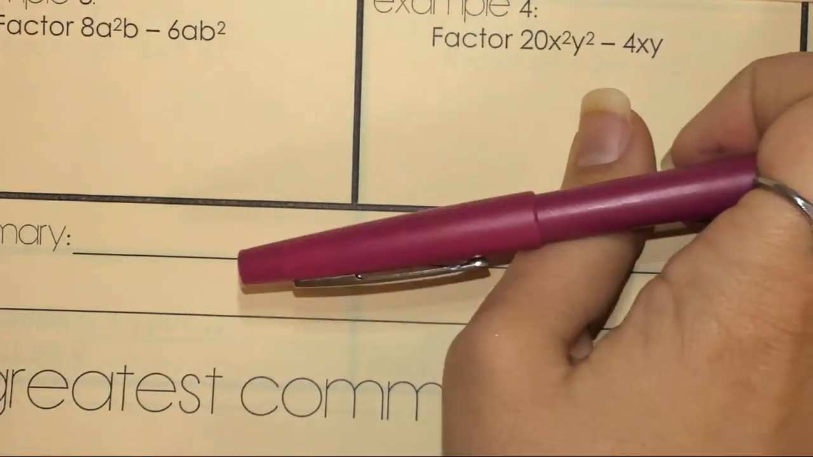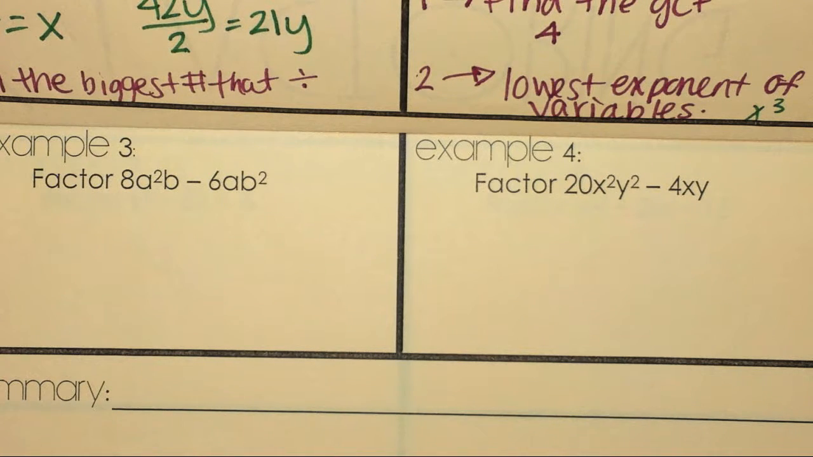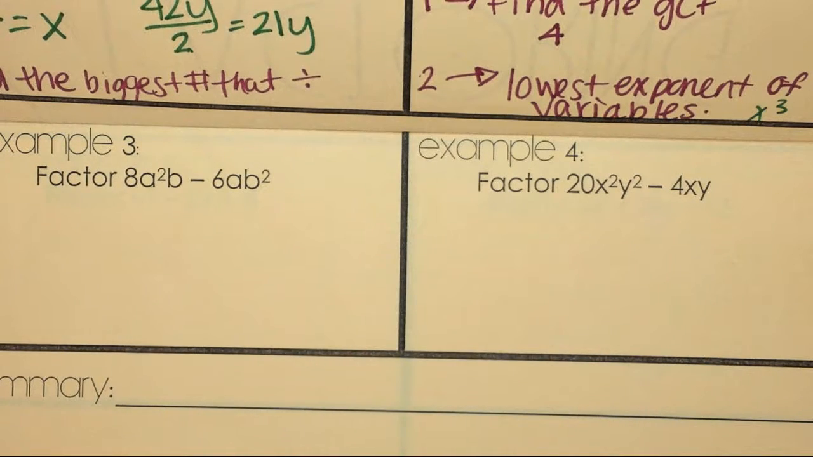Okay, let's go to these. Now, what is the difference between what we just did and these problems? These are different problems. They have two variables. You don't do anything different. You still take the smallest exponent, but you take the smallest exponent of each variable.